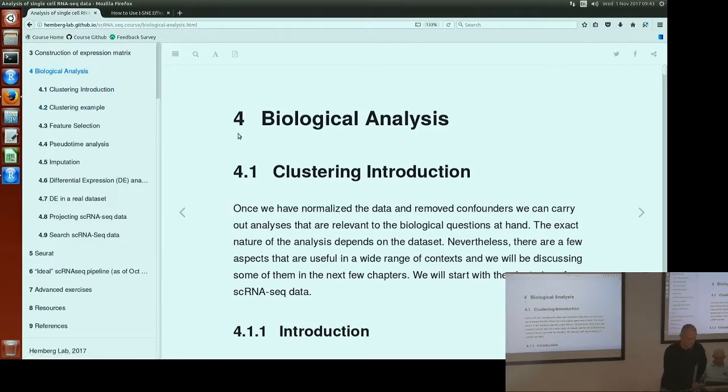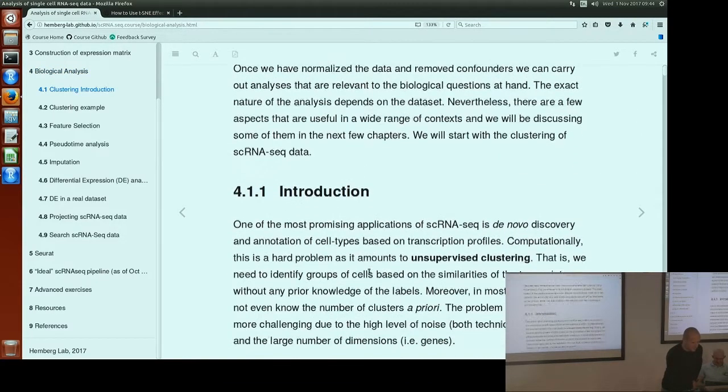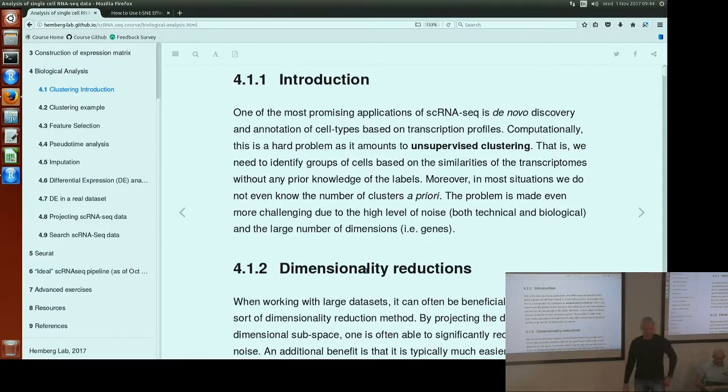So the first one, the most popular thing that you could do with your RNA-seq data, is to cluster it. So we provide here some clustering introduction. Usually in application to single cell RNA-seq data, clustering helps you to define cell types that you might have in your data set. There are lots of papers which try to define cell types. Usually you would define something already known, but there is a hope that there is some new cell type that you can discover and publish. So that's usually the motivation for doing clustering in single cell RNA-seq data.